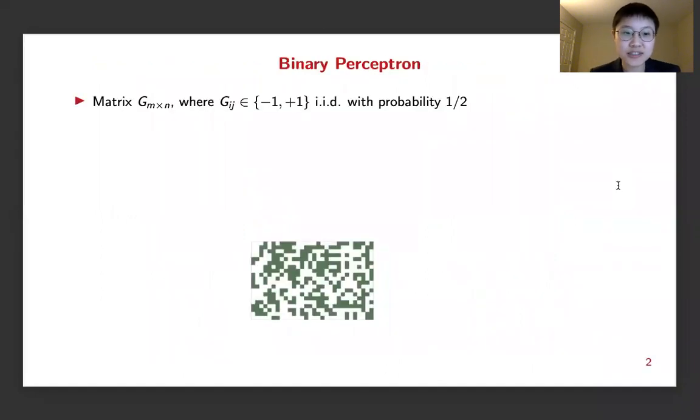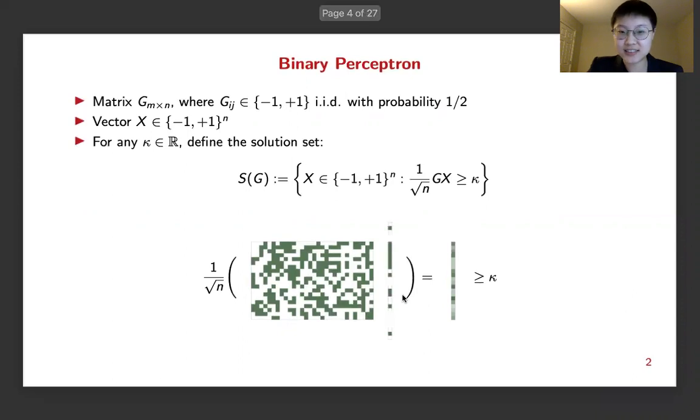So we consider a matrix G of size m by n, where each entry of G equals plus or minus 1 with probability a half, i.i.d. distributed. Below, you can see a picture illustration. A green dot indicates that the entry equals plus 1, and a white dot indicates that the entry equals minus 1. And we look for a vector x of length n, where each entry belongs to plus or minus 1, such that we want the vector x to satisfy a set of inequalities.